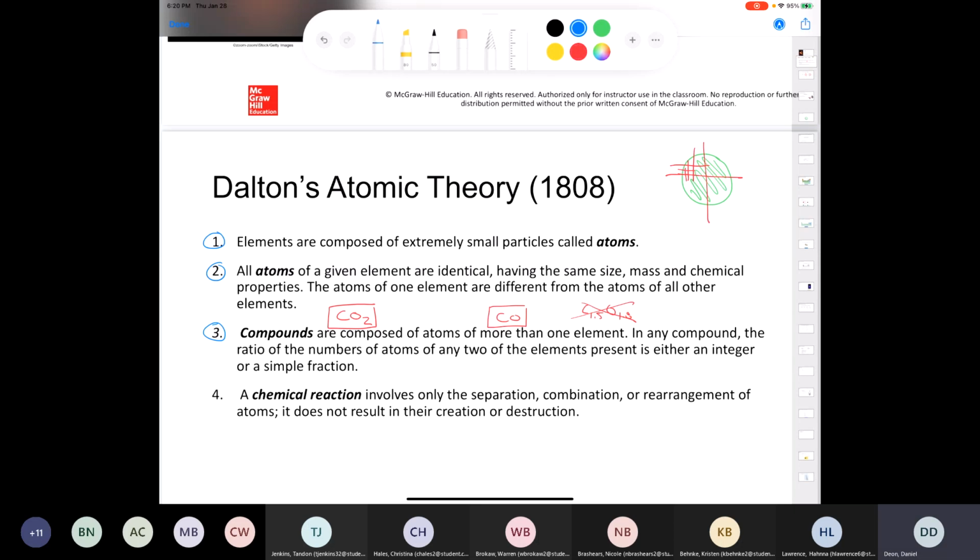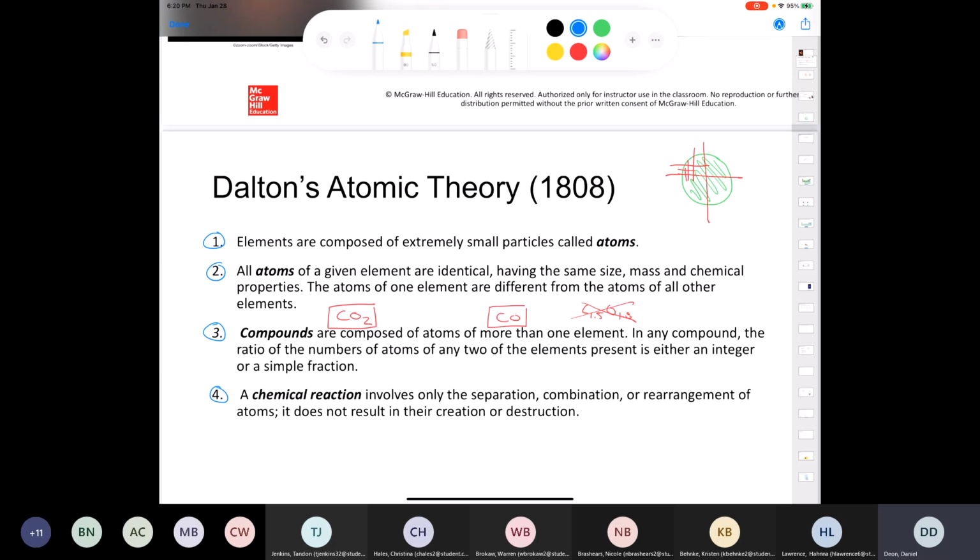Next, a chemical reaction involves the separation, combination, or rearrangement of atoms. It does not result in their creation or destruction. So basically, when we do a chemical reaction, we're not going to destroy anything. Okay, we never destroy anything. Now it might not be intuitive for some students.